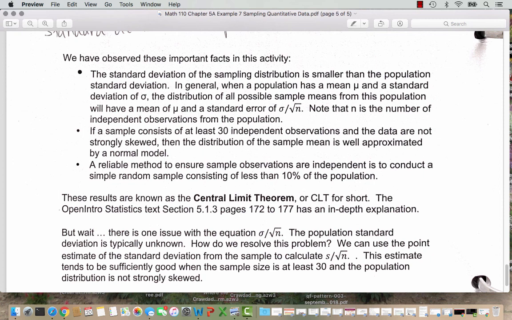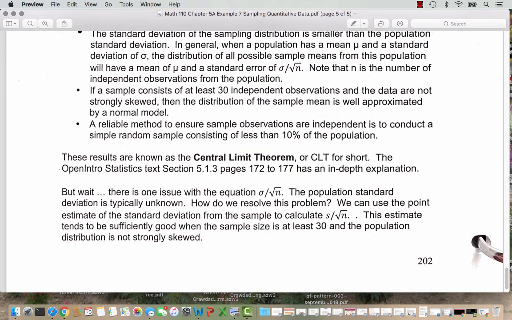And then there's a note here. It says, but wait, there's one issue with the equation sigma divided by square root of n. The population standard deviation, that's sigma, is typically unknown. How do we resolve this problem? So we can use a point estimate of the standard deviation from the sample, and we calculate s divided by square root of n, where s is the sample standard deviation. So this estimate tends to be sufficiently good when the sample size is at least 30 and the population distribution is not strongly skewed. So we are going to be using these calculations to make confidence intervals to predict averages for populations. So we'll take a look at that in some of the next examples.